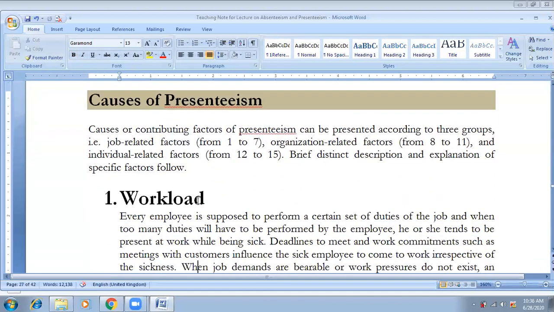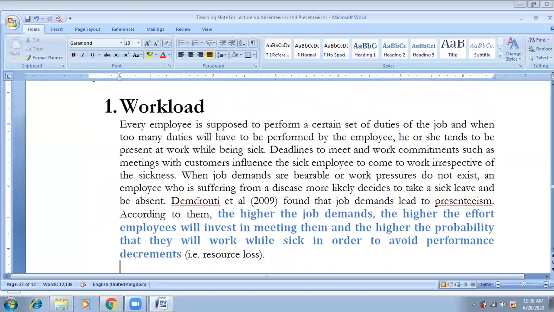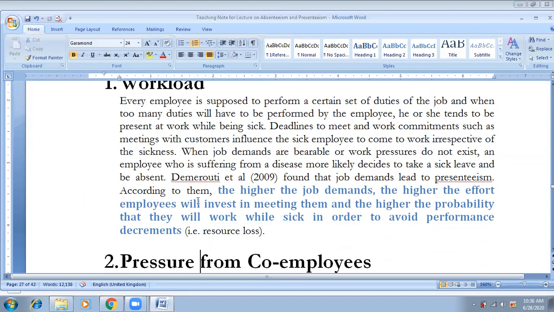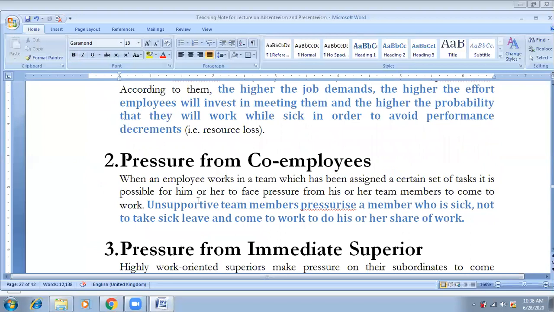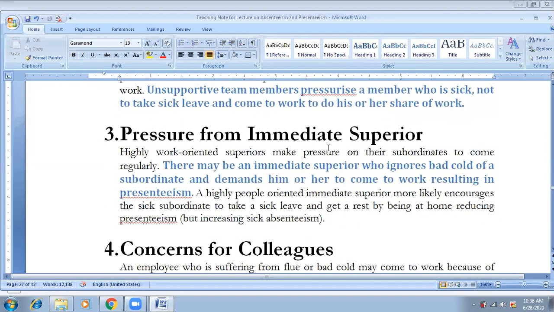Then what are the reasons for presenteeism? Causes. One thing is workload. If your workload is high, definitely you tend to come to work irrespective of your sickness. Then pressure from co-workers. If there are co-workers who are not supportive, who demand you come by forgetting about your illness, then you have to come to work even though you are sick. Then pressure from your immediate superior, not from peers but from your boss. If the boss ignores your illness and demands you come to work, then of course presenteeism will result.